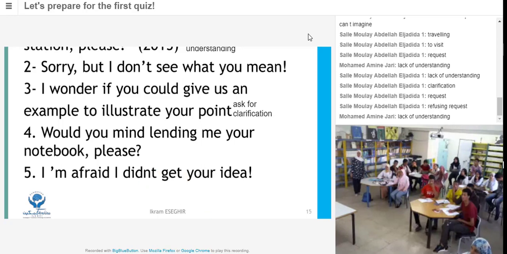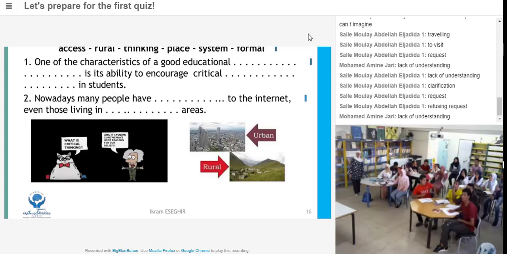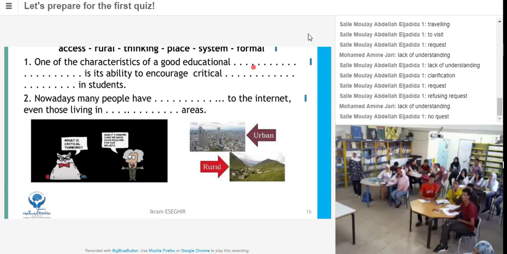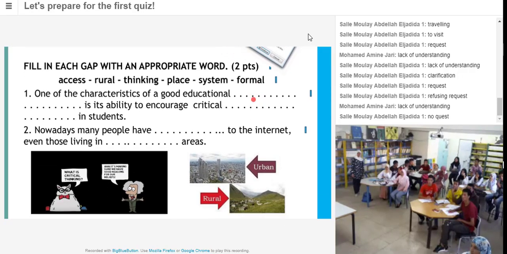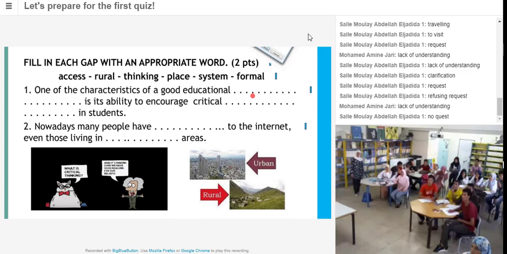Do you have any questions concerning this exercise? No questions? Okay, we are about to finish. I will have the last exercise before we finish and we close this session. So here, it's an exercise for vocabulary. I took it from an exam question that happened 2 years ago. So you have a list of words: access, rural, thinking, place, system, and formal. So I give you some time to read the first passage and try to guess the words that we are using to complete the sentences.